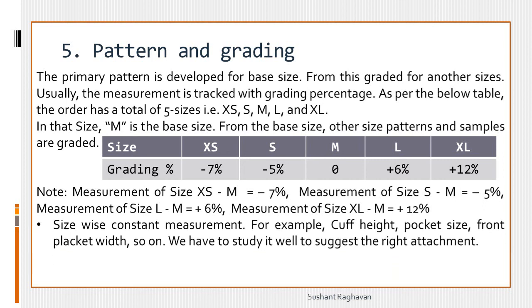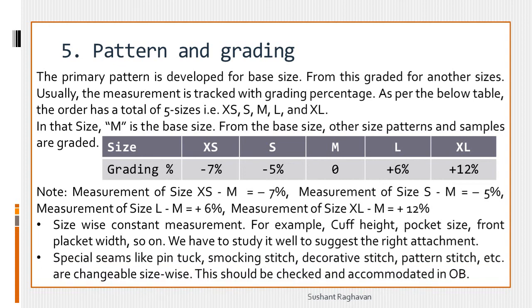Size-wise constant measurements, for example cuff height, pocket size, front placket width, and so on. We have to study them well to understand the right attachment. Special seams like pin tuck, smocking stitch, decorative stitch, pattern stitch, etc. are changeable size-wise. This should be checked and accommodated in the OB.